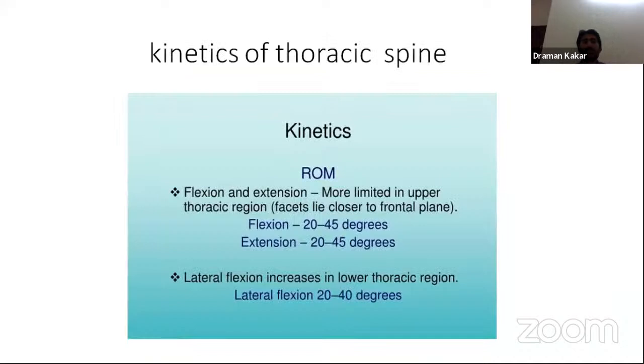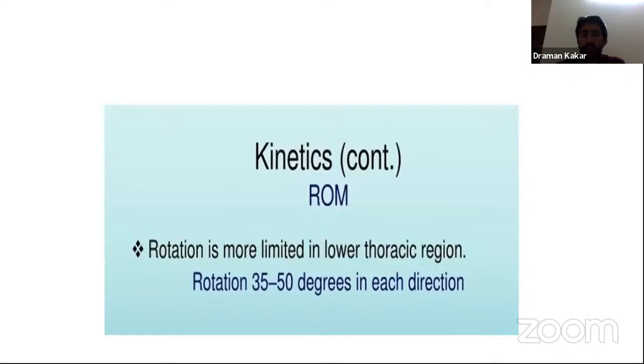Now we will discuss the kinetics of the spine. Flexion and extension are more limited in the upper thoracic region. The flexion ranges from 20 to 45 degrees, and the extension ranges from 20 to 45 degrees, while the lateral flexion increases in the lower thoracic region and ranges from 20 to 40 degrees. Rotation is more limited in the lower thoracic region, and it ranges from 35 to 50 degrees in each direction.